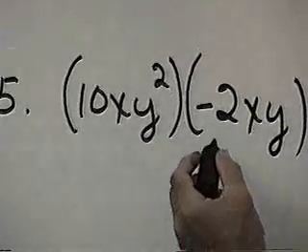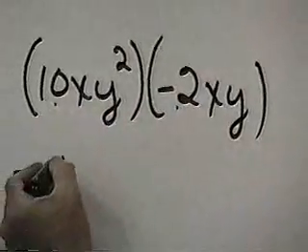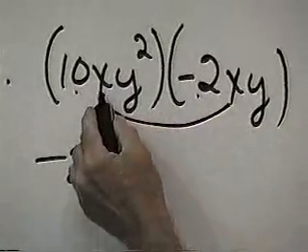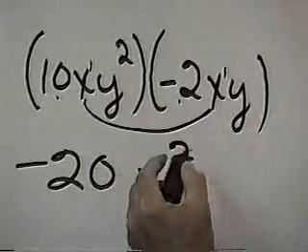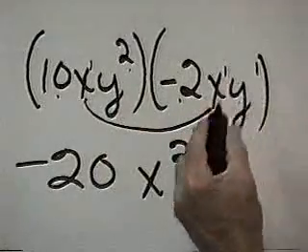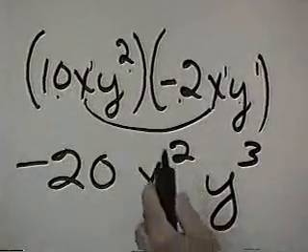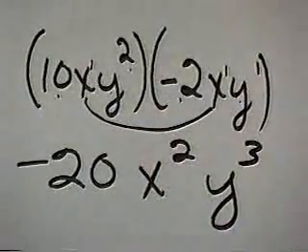All right, next one, problem number 5. Multiply numbers times numbers. What's a minus 2 times a plus 10? That's a minus 20. X times x's. Here we have 1x, and another one of those, so that's x squared. Here we have y times y. We have 2, and 1 is 3, so we have y cubed. Y cubed means 2 y's times this other y.